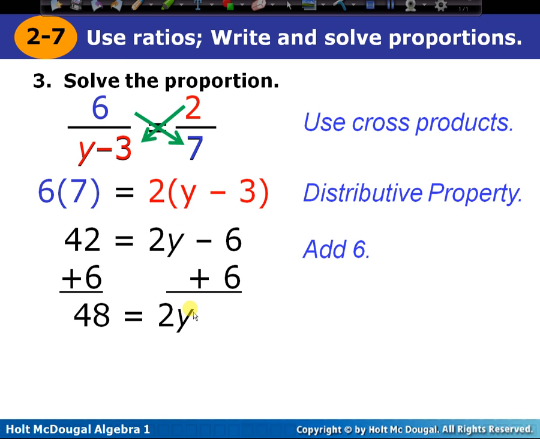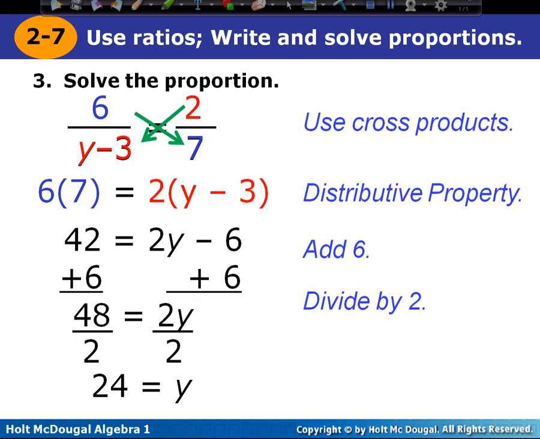The 2 and the y are touching. It means they're multiplying, so we're going to divide both sides by 2 to get rid of the 2 and leave the y. 48 divided by 2 is 24, so y equals 24. Make sure you take a minute and get all of this work copied down. You do not have to write the words in blue.